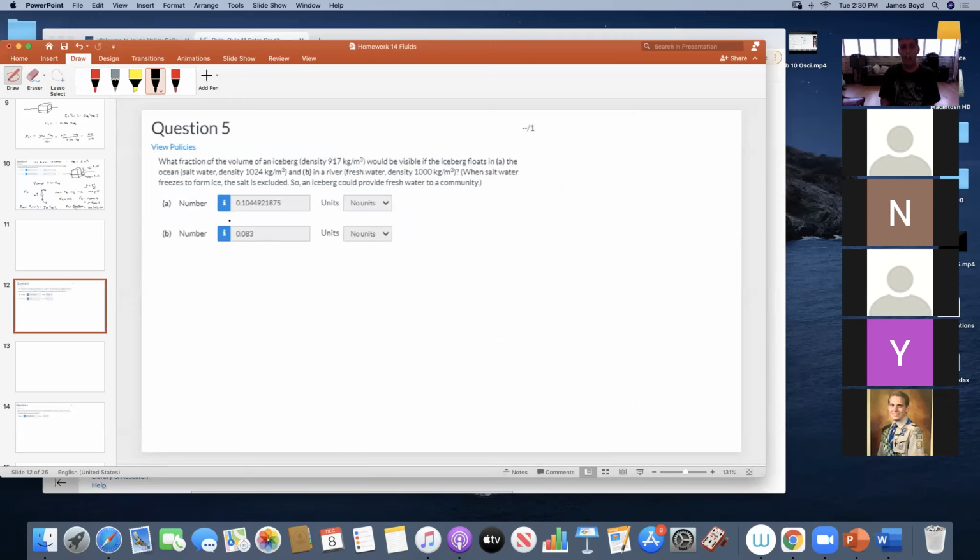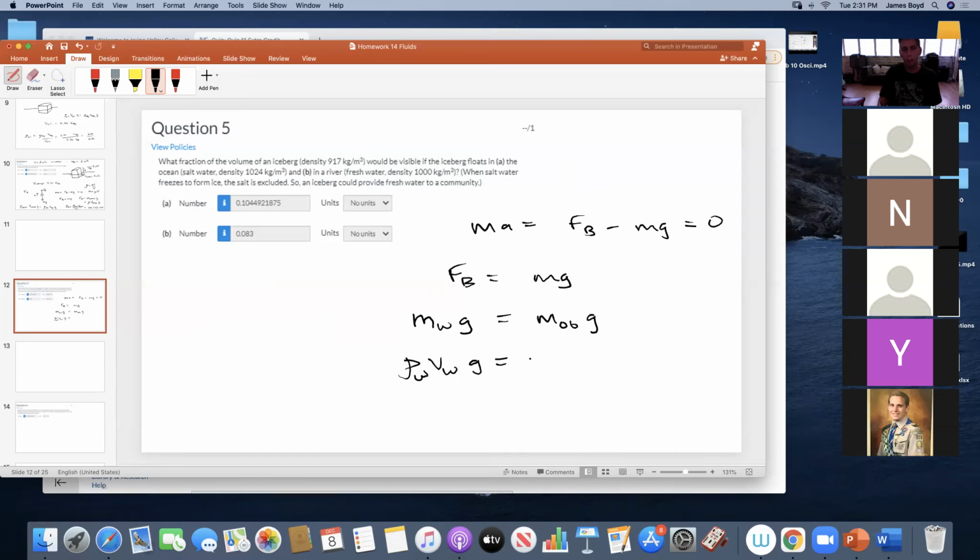Here's an identical problem. Again, MA is equal to the buoyant force minus MG. If it's static, like a floating iceberg, it's zero. So FB is MG, but this is the mass of water times g equal to the mass of the object times g, or the density of water times the volume of the object in the water, which I'm just going to call VW, equals the density of the object times the total volume of the object times g. Now, for an iceberg, we're told that the density of the iceberg is 917 kilograms per meter cubed. And we want to know how much would be visible.